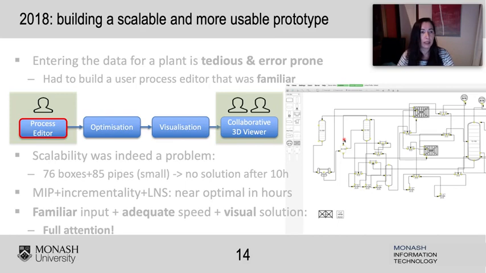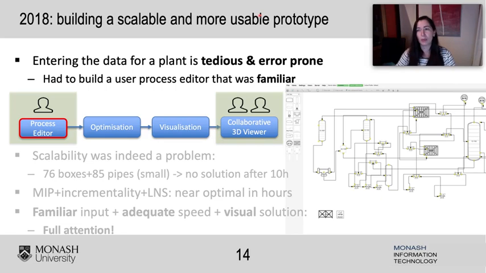So the next year, the entire focus was on scalability and usability. We wanted to make it scalable and easier to use. So the first thing that they wanted was to enter the data, because the plant grew, and entering the data is tedious and error prone, so we had to build some process editor. And it was not just any process editor, we had to build one that they were familiar with, so it looked something like this. It had to be very similar to the one they knew. Okay, so that was the process editor.